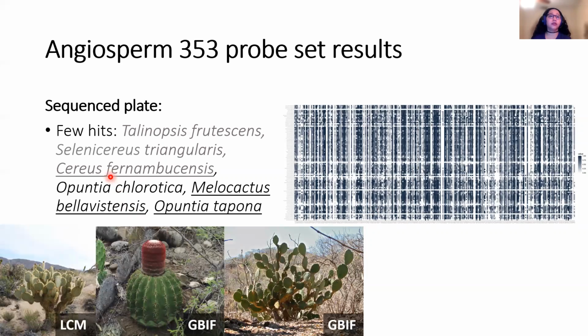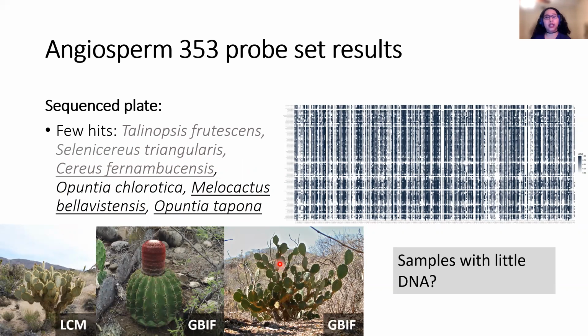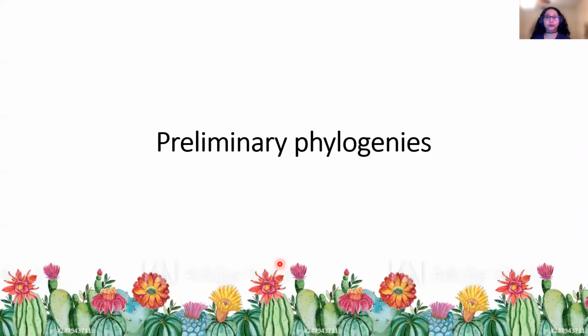And the same samples performed poorly as with Marker Miner, with the addition of three samples: Opuntia chlorotica, Melocactus bellavistensis, and Opuntia tapona. And in this case, the last two were probably due to samples with little DNA originally.